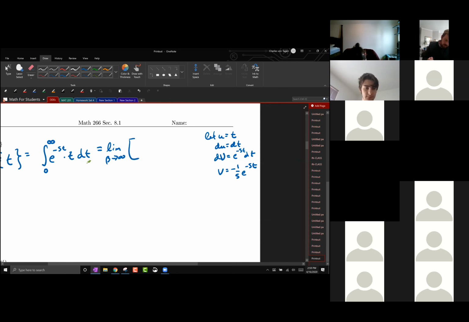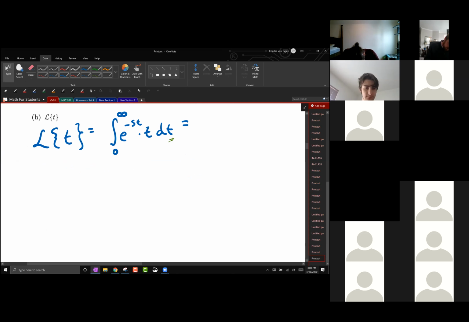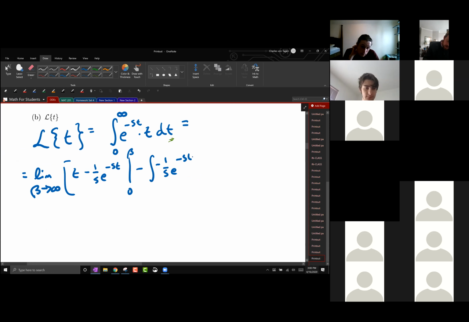I didn't give myself enough room. It's all right. I can't tell how big I'm writing sometimes, folks. So this is equal to the limit as beta goes to infinity of the product of u and v. So u is t and v is minus 1 over s e to the minus st. All of this is going to get evaluated from 0 to beta, minus the integral of v, which is minus 1 over s e to the minus st, du, which is just our dt.